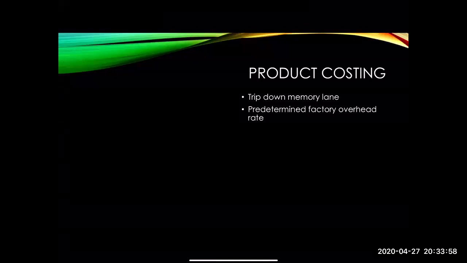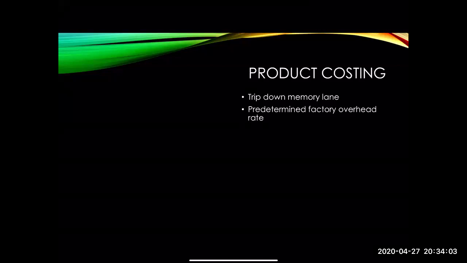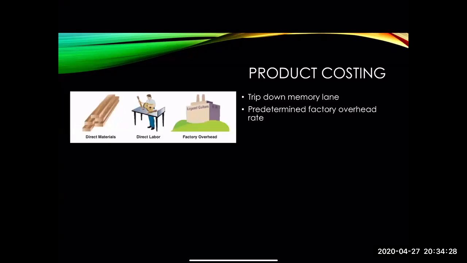Welcome back. We are going to be focusing on chapter 4, which is activity-based costing. In the last video I started by talking about factory overhead and different scenarios. But if we're going to be talking about product costs, we need to take a trip down memory lane. When we have a product, we need three things to manufacture it. What we learned back in chapter 1 is we need direct materials, direct labor, and factory overhead.